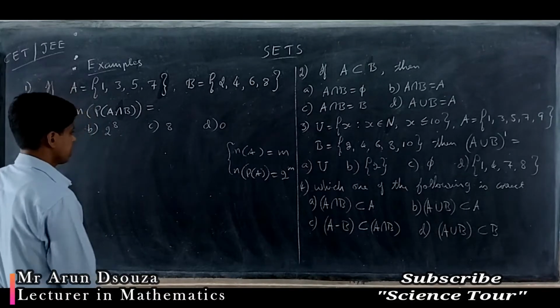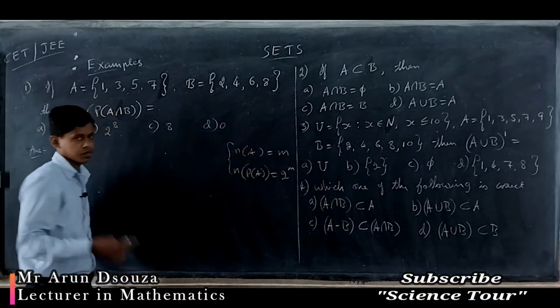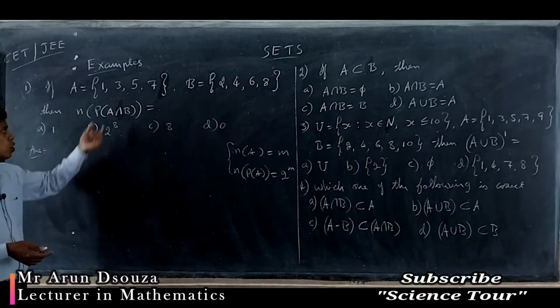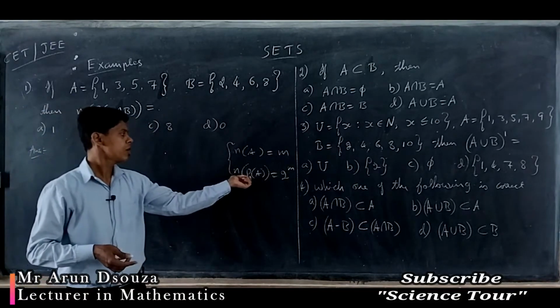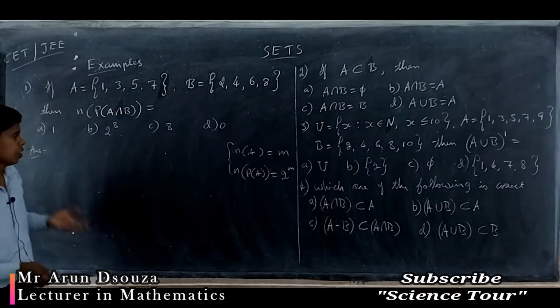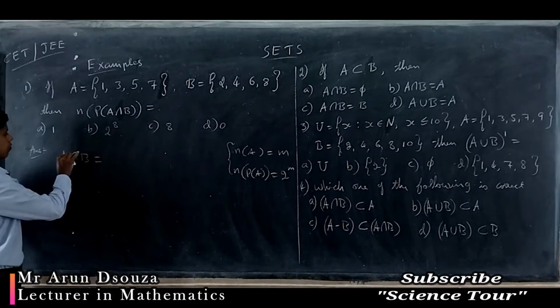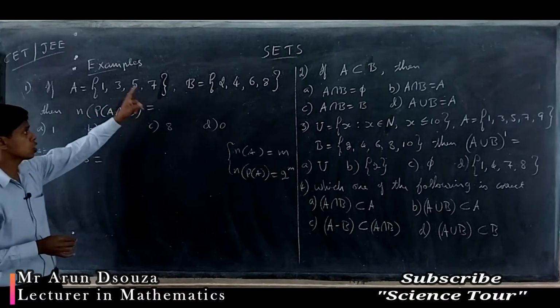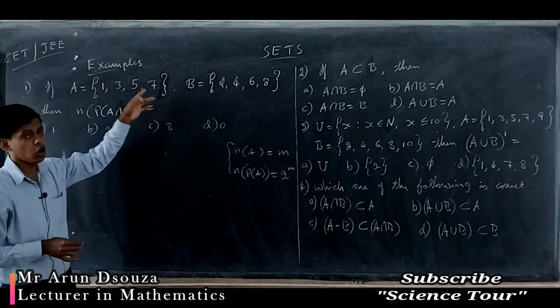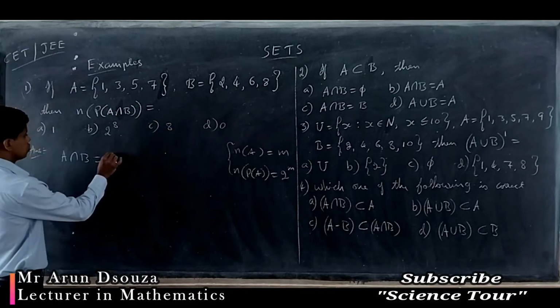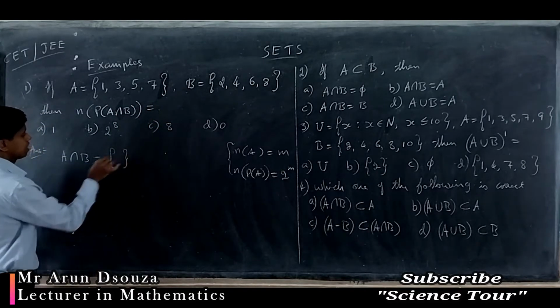So what you need to find now is n of A, in other words, n of A intersection B. If you know n of A intersection B, you can find n of P of A intersection B. Correct? So I will find A intersection B now. A intersection B is the common elements: 1, 3, 5, 7 odd, 2, 4, 6, 8 even. Do you have anything common? You don't have anything common.